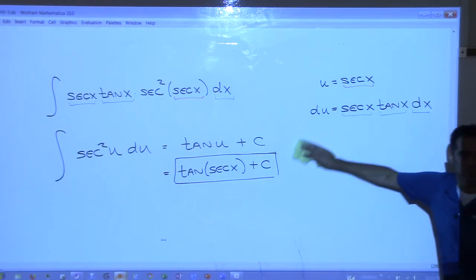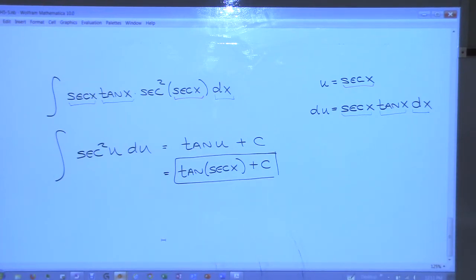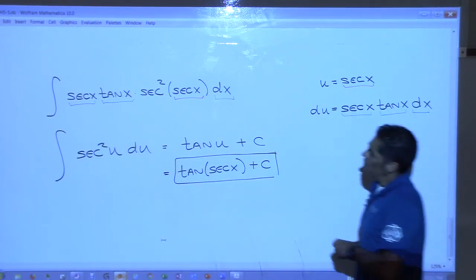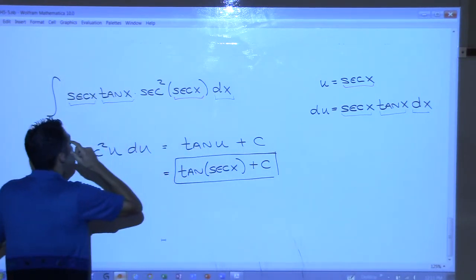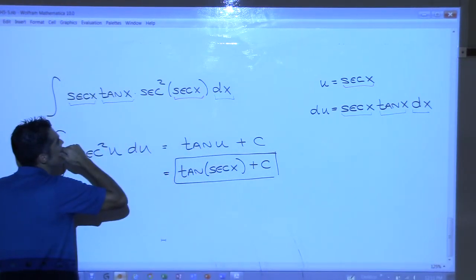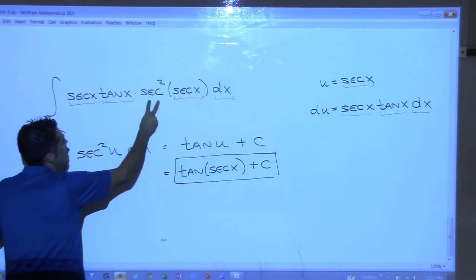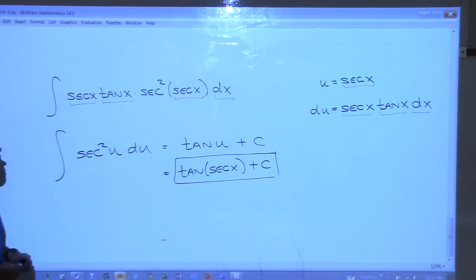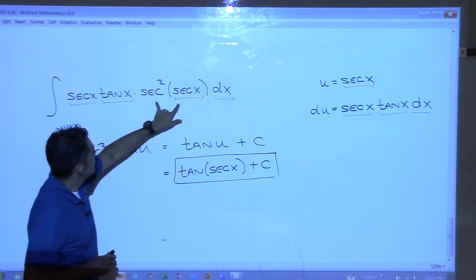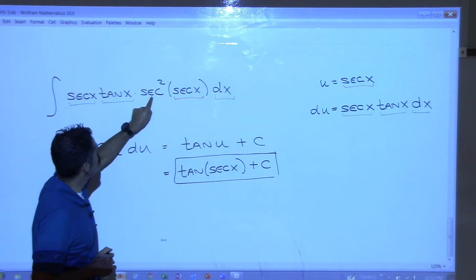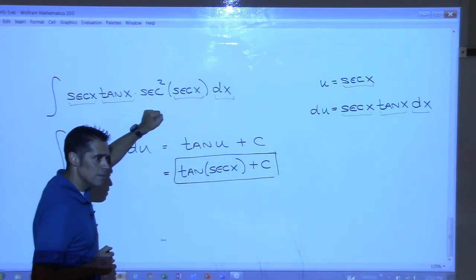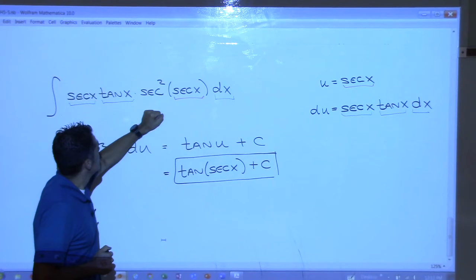Questions on that? Yes? Could you use tangent for the second part, like times secant squared, or would that just be too complicated? Wait a minute. Could you use what for the second part? For the secant squared part? I'm not sure I follow you. You're saying for secant x tangent x, you can use secant x, but then when you get to secant squared, can you substitute tangent instead? Can you replace secant squared with tangent?